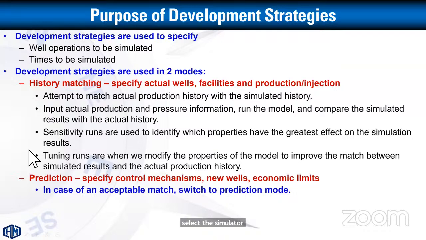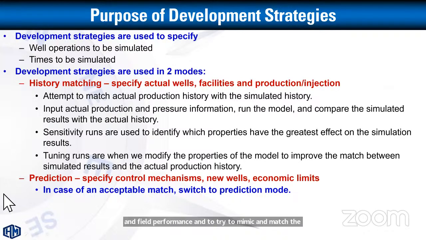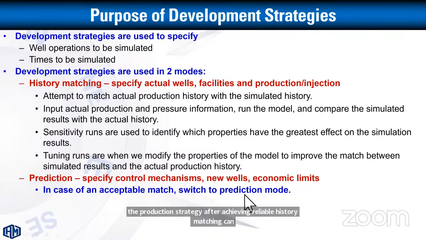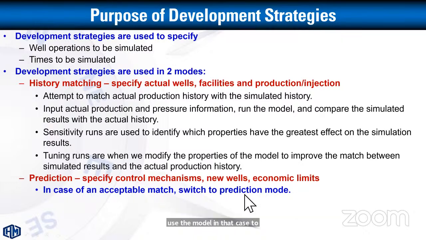Next step is to define a simulation case, to select the simulation grid, to define properties, and select the simulator. Mostly we have two common development strategies. The history strategy is to specify the actual well production and field performance, and try to mimic and match the historical performance by fine-tuning the model parameters. While the prediction strategy, after achieving a reliable history matching, uses the model to predict the performance under different depletion strategies, economic rates, well drilling strategy and so on.